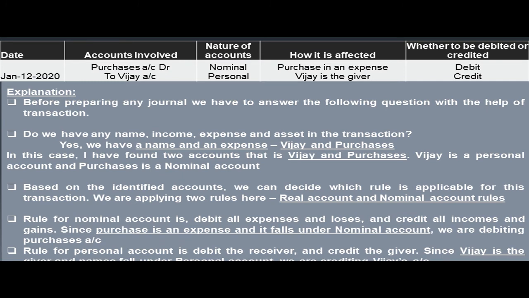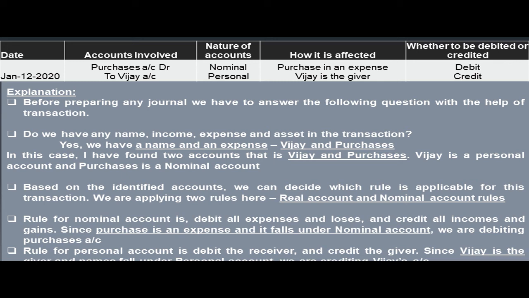So first we will find whether we have any income, expense, asset or name in the transaction. Here we have a name and expense, that is Vijay and purchases. So Vijay is personal account and purchases is nominal account. So based on the identified accounts, we will decide which rule is applicable for this transaction. So here we are applying two rules, real account rule and nominal account rule.